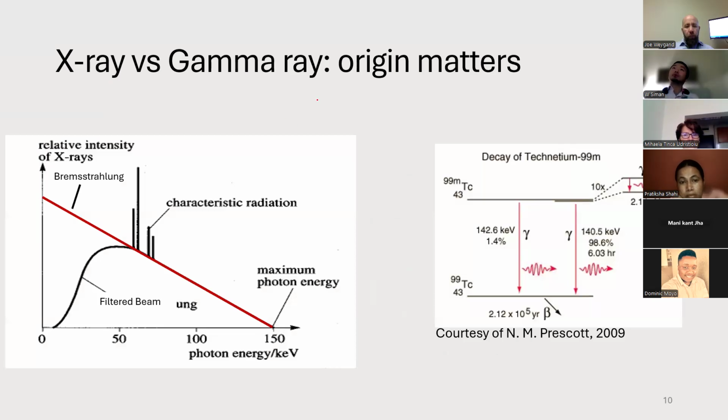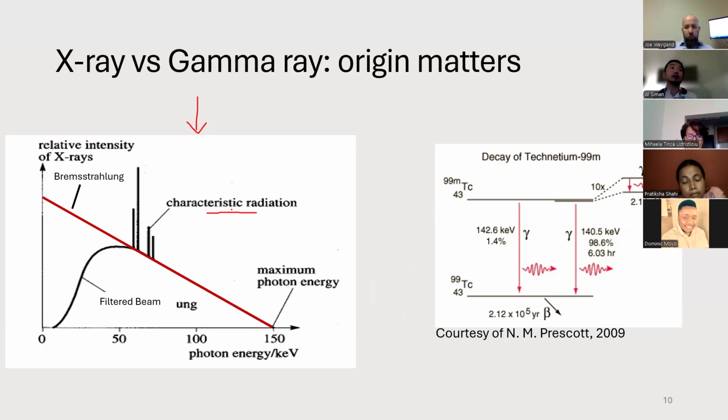The difference between X-ray and gamma is the origin actually. So these are your X-ray spectra from your X-ray tubes. You have the unfiltered Bremsstrahlung, which is this ramp, and then you have the characteristic radiation, or characteristic X-ray, or you can call it fluorescence as well. So this comes from orbital electrons. When they have a vacancy in the orbital shell, an electron from another shell will come down to a more stable state, and then it releases energy. And this is your X-ray.